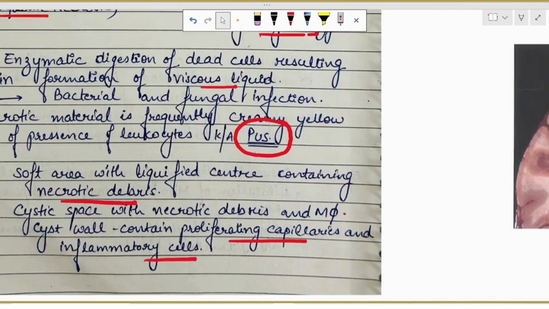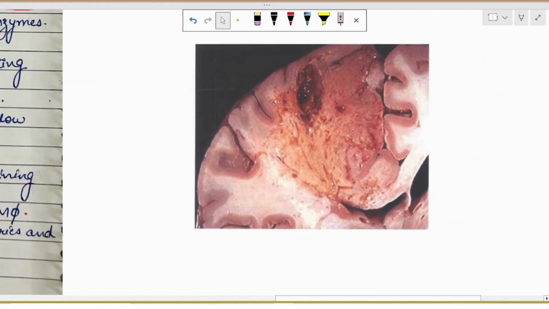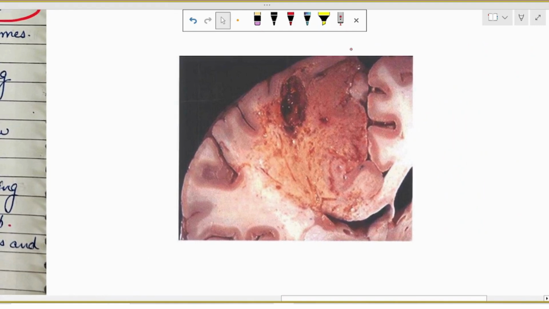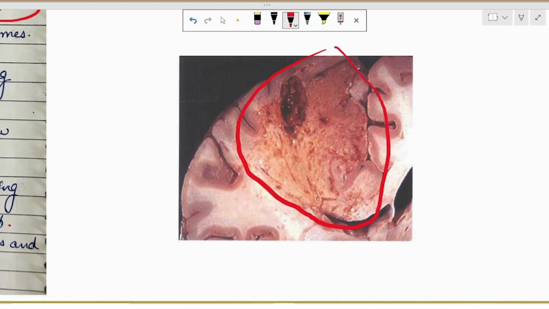How grossly it will be seen? See, this is the section of the brain, and see, are you being able to appreciate the necrotic area? This is the liquefactive necrosis, and this presenting area is soft, and it contains the necrotic debris in it.